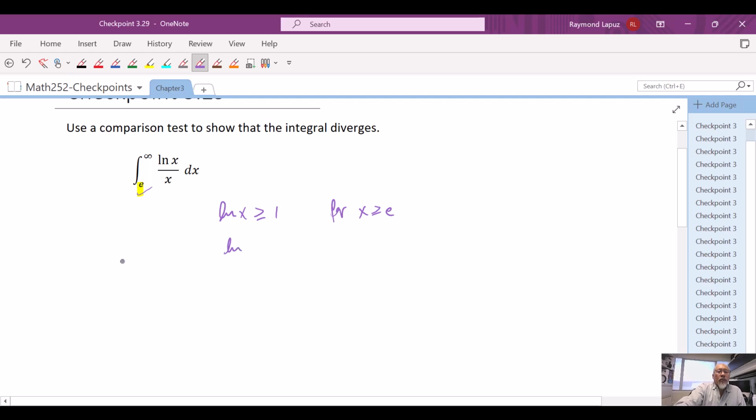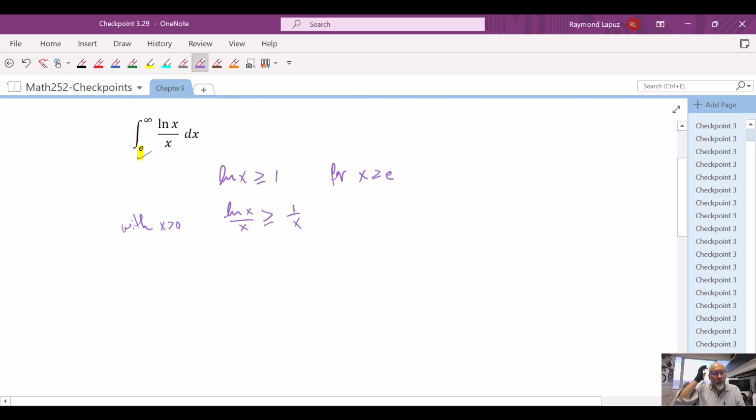So with x bigger than 0, dividing both sides by a number bigger than 0 will not change the sign, and so we have this inequality. We're saying that this ln x over x function is bigger than 1 over x. So imagine what 1 over x looks like, because that's the easy one to do. 1 over x looks like this.